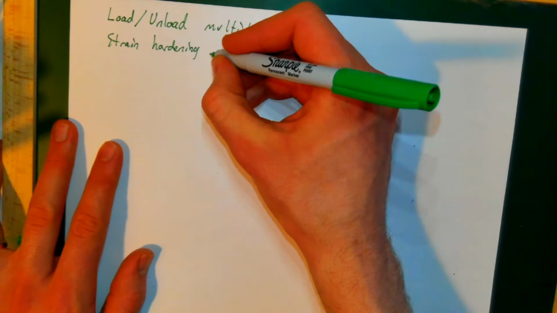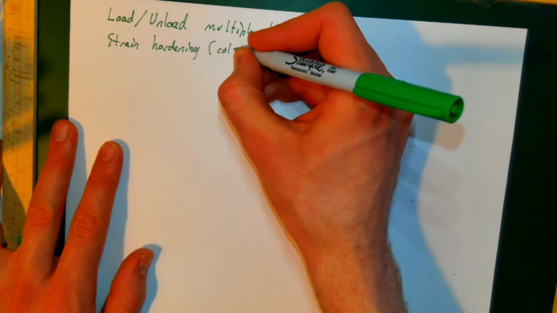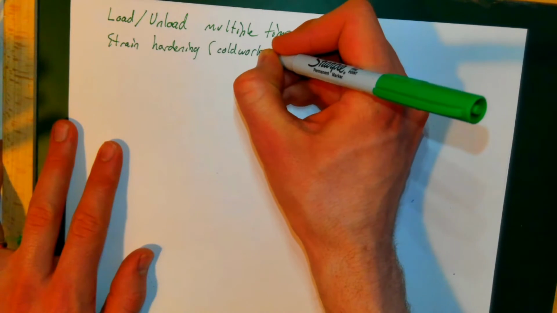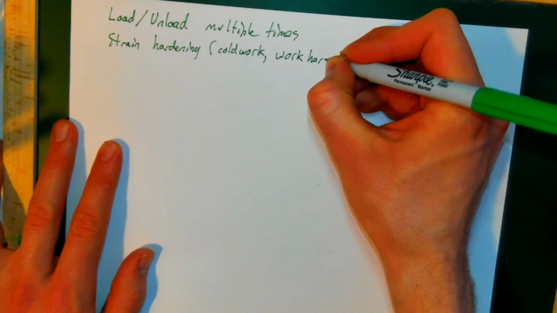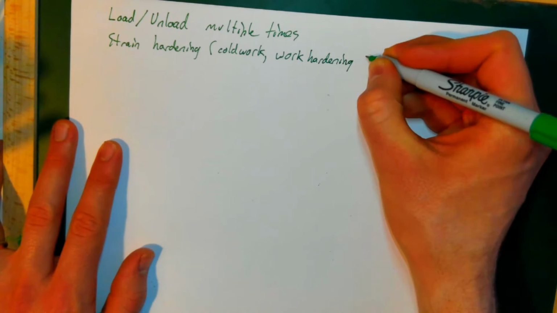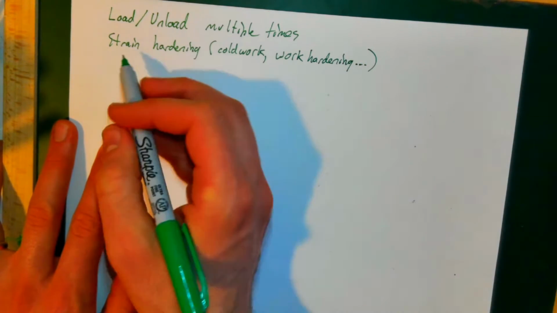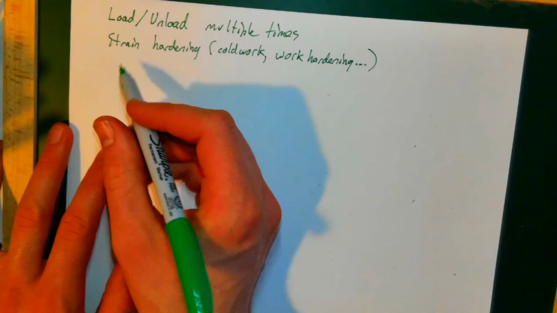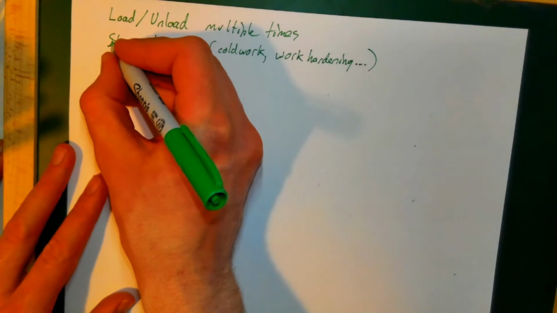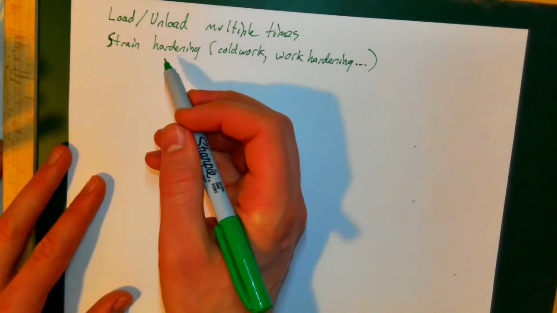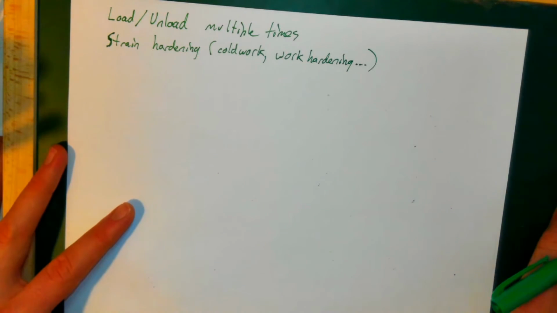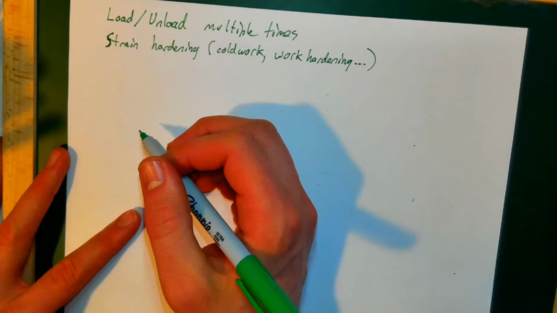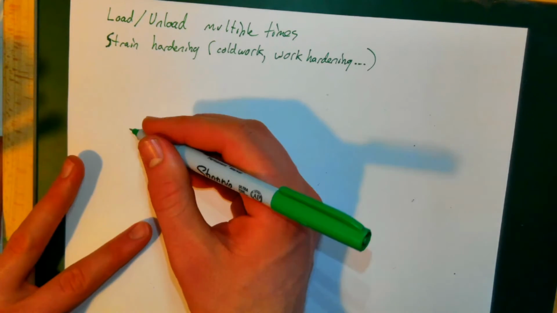It has a few other names: cold work, work hardening, and there are a few others. But this phenomenon is basically a phenomenon in which if you strain a material past its yield point, you can actually permanently alter the stress strain curve.